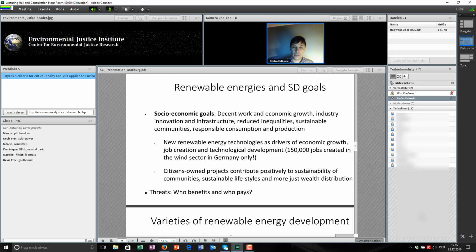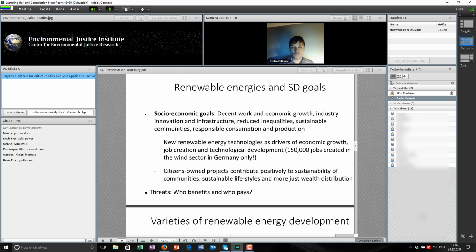It can also positively affect the lifestyle of people. By producing their own energy, they can become more aware of the whole life cycle of the project and all its impacts, and so maybe rethink their own lifestyles. And through these small-scale projects owned by citizens, we can also achieve a more just wealth distribution, away from large energy utilities in the direction of communities and individual citizens.